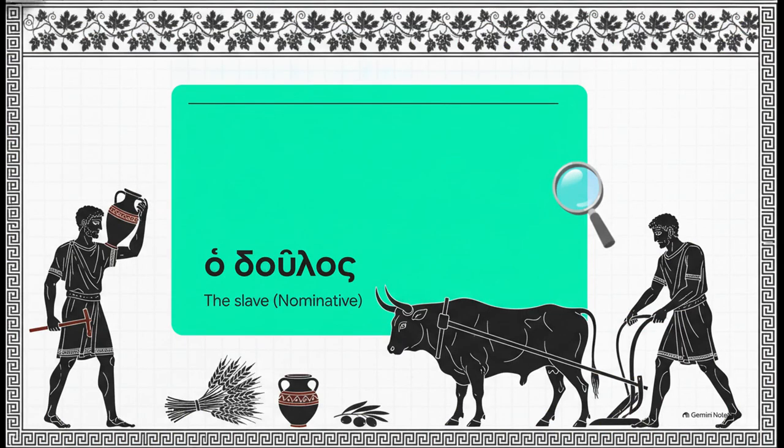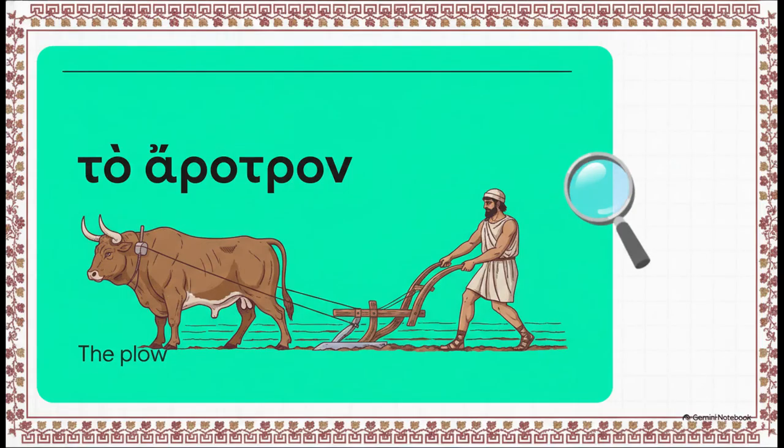Next, we meet ho doulos, the slave. In our specific story, his name is Xanthias. He is an absolutely crucial figure on the farm of our main character, the farmer Dikaiopolis. The dynamic between the master and the slave is basically the engine of the stories we'll be reading, so getting a solid grip on this noun is critical for following the dialogue and the action. And finally, the essential inanimate object they're constantly interacting with, to arotron, the plow.